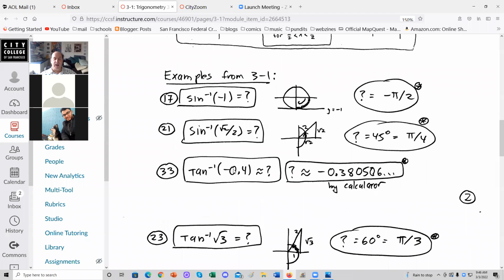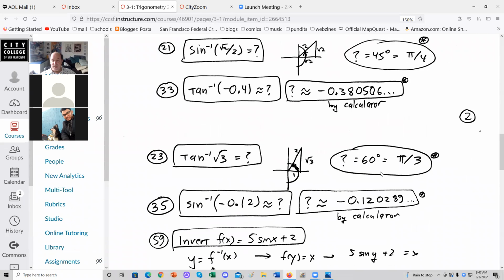Now, here we have arc tangent of -0.4. Well, there's no obvious exact answer that I can think of, but fortunately your calculator will be able to do that, and it'll give you -0.380506, that's radians. And yeah, here I'm assuming radians. Unless we specify degrees, all these answers are to be in radians.